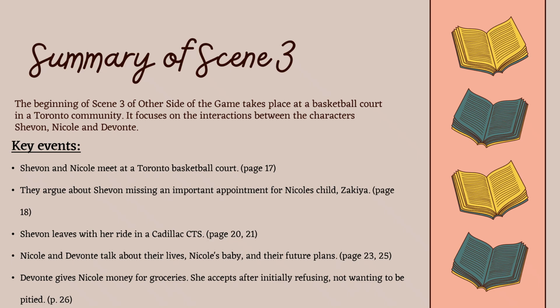Nicole and Devante talk about their lives, Nicole's baby, and their future plans. Devante then gives Nicole money for groceries. She accepts after initially refusing, not wanting to be pitied by him.